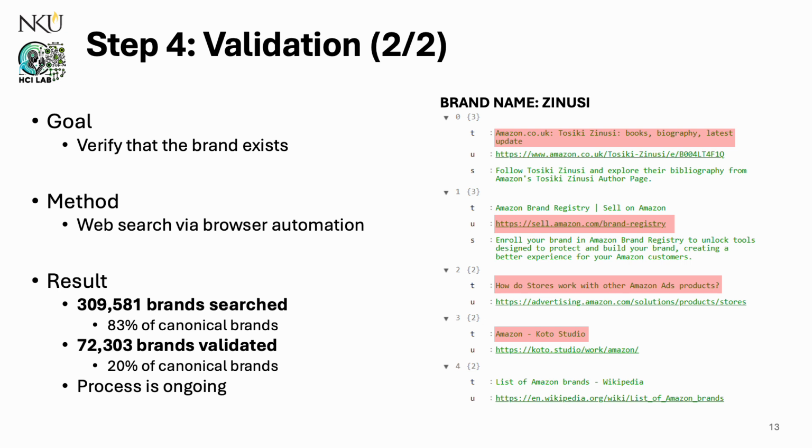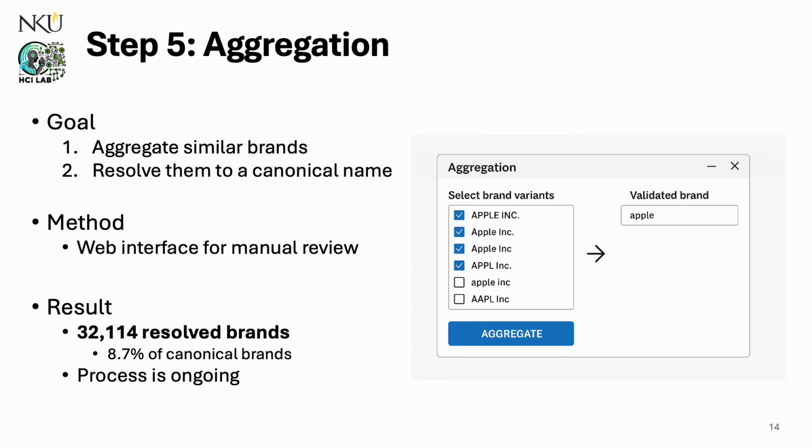While most brands can be validated automatically, some names remain ambiguous, and this is where automation alone is not enough. For example, the brand Genusi, as you can see on the screen, could not be automatically confirmed as genuine because its search result did not provide clear evidence of a real brand presence. These unresolved cases led us into our next step, that is aggregation, where human review helps finalize the brand resolution.